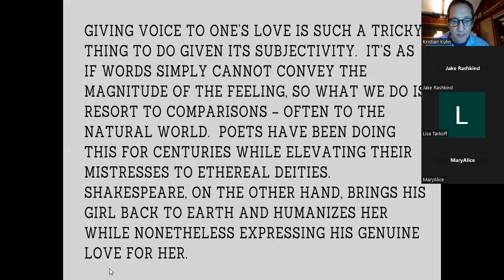So look at this one here, right? You can just take the terms right out. Giving voice to one's love is just a tricky thing to do given its subjectivity. It's as if words simply cannot convey the magnitude of the feeling. So what we do is resort to comparisons, often to the natural world. Poets have been doing this for centuries while elevating their mistresses to ethereal deities. Shakespeare, on the other hand, brings his girl back to earth and humanizes her while nonetheless expressing his genuine love for her. So it's a big thematic focus, right?